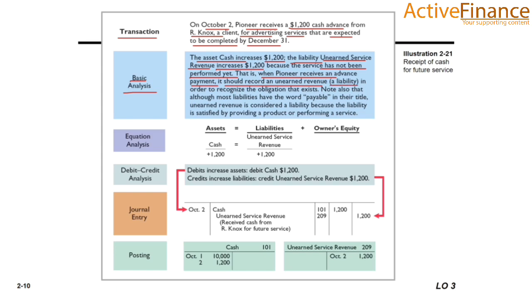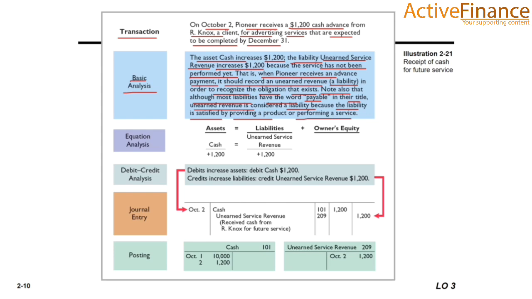This is to recognize the obligation that exists. Note also that although most liabilities have the word payable in their title, meaning we have to pay, unearned revenue is considered a liability because the liability is satisfied by providing a product or performing a service. That's why we will record it as unearned revenue.